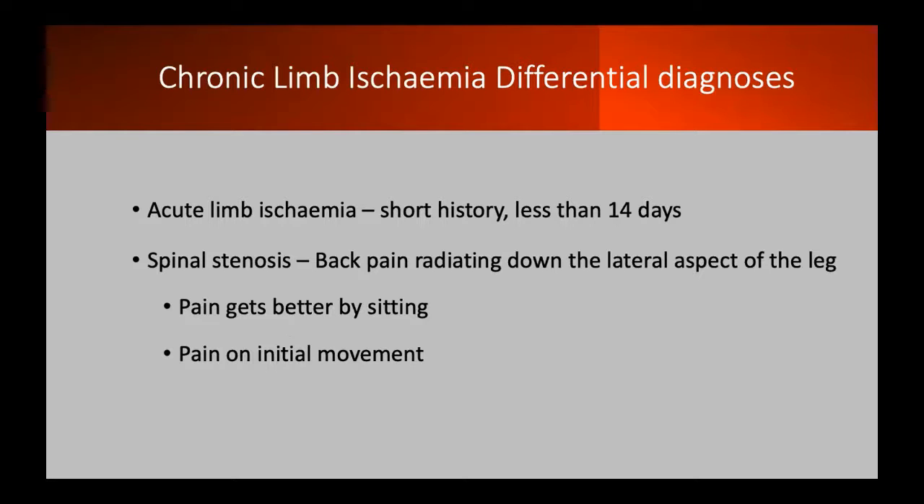In terms of differential diagnoses for chronic limb ischemia, you can get acute limb ischemia, which we'll go through shortly, which is usually a short history of less than 14 days, and spinal stenosis, where you get back pain radiating down the lateral aspect of the leg, but that pain gets better by sitting and the pain is on initial movement.